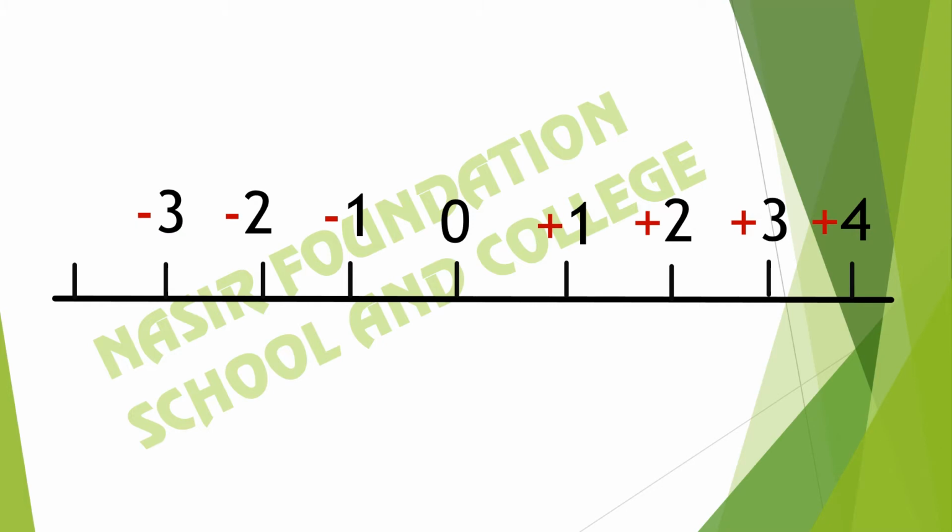We use negative sign with these numbers if we are moving towards the left side of 0 on the number line. And then it comes -4. We use positive sign if we are moving towards the right side, and we use negative sign if we are moving towards the left side of 0.